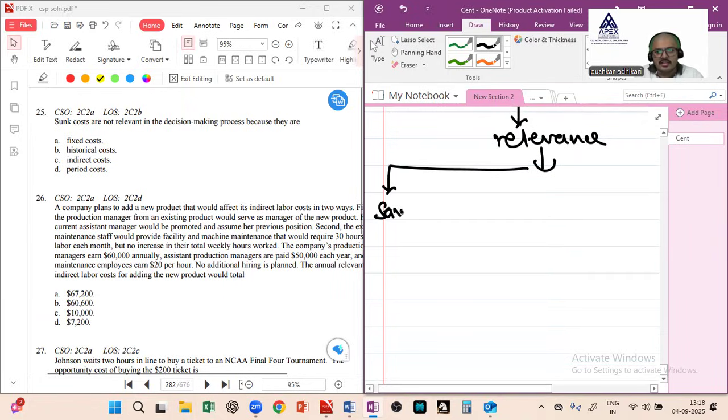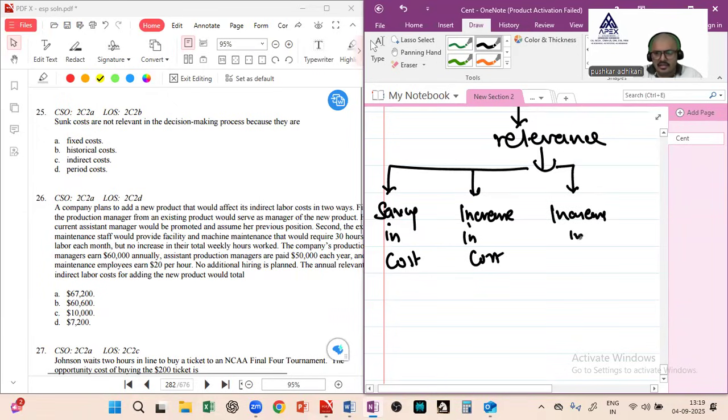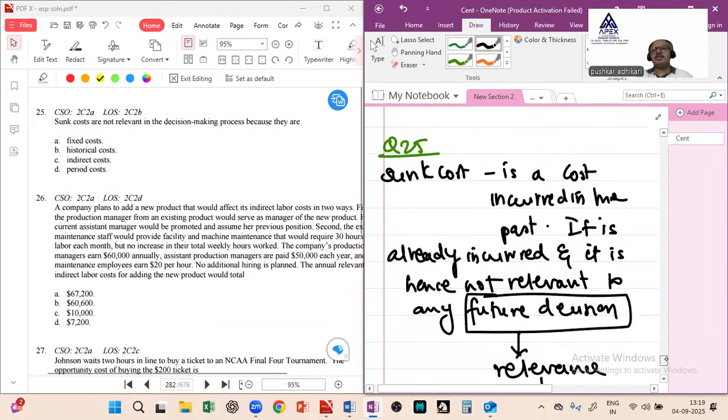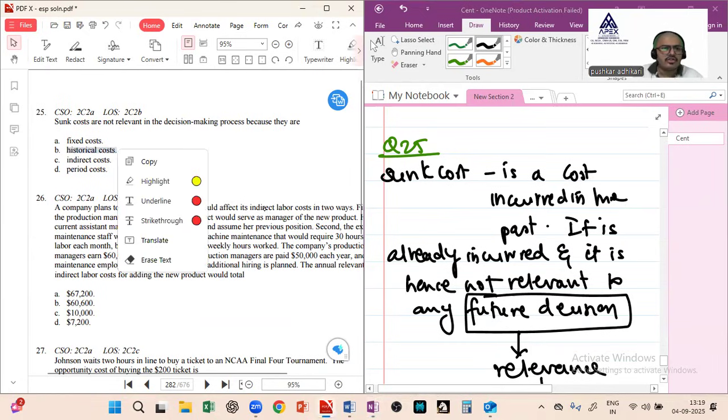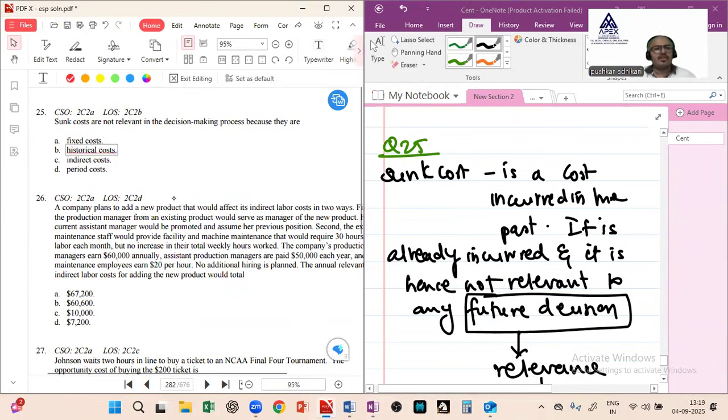Relevance will arise when there is a saving in cost. Relevance will arise when there is an increase in cost. Relevance will arise when there is an increase in revenue. Relevance will arise when there is a decrease in revenue. Otherwise, relevance does not arise. Sunk cost is already incurred. It has nothing to do. It is nothing but a historical cost.